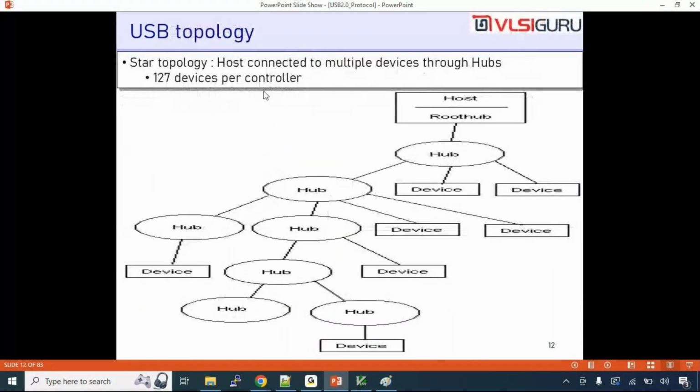Okay. Let us try to understand the USB topology. USB topology is called a tiered star topology. The host is connected to multiple devices through hubs. One controller can support up to 127 devices. Please take a look at this once, how this looks. This is where the host is present. The host is part of my laptop or my mobile phone. Even my mobile phone itself could behave like a host.